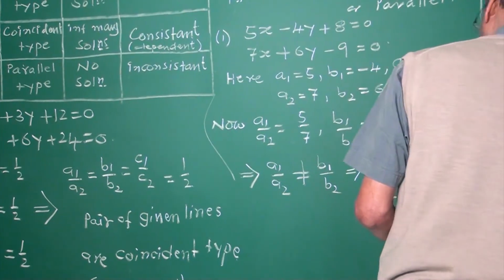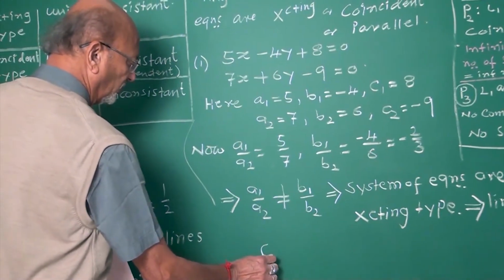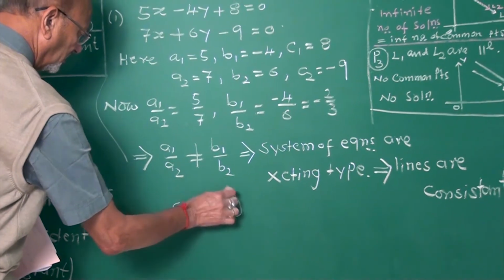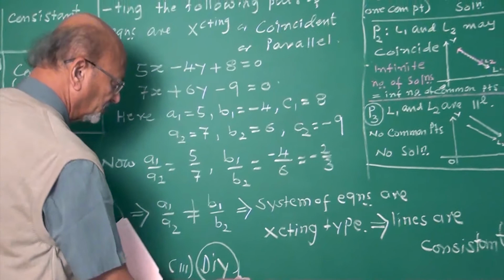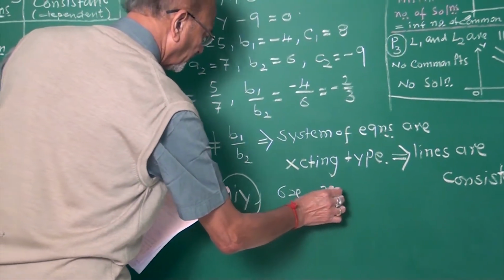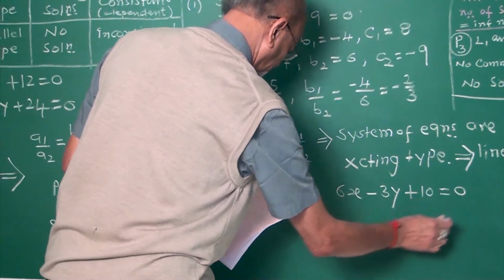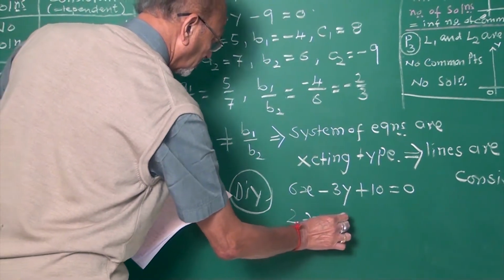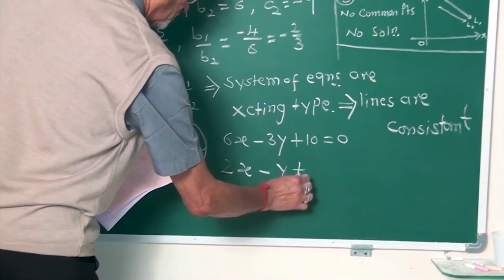Third, this third example I give for DIY. And that equation is 6x minus 3y plus 10 equal to 0, and 2x minus y plus 9 equal to 0.